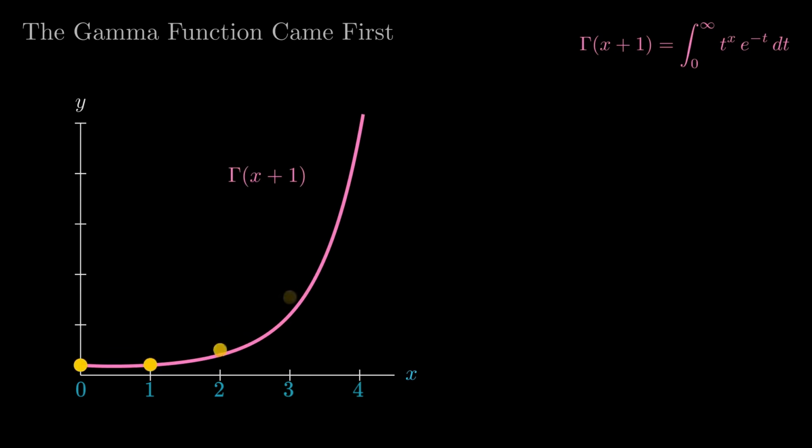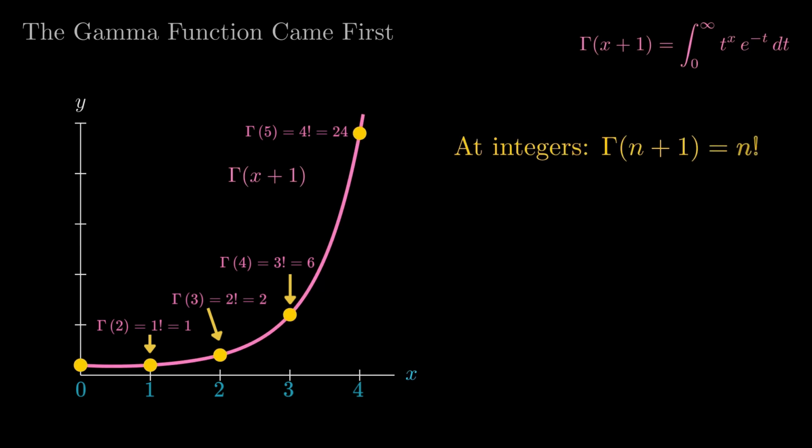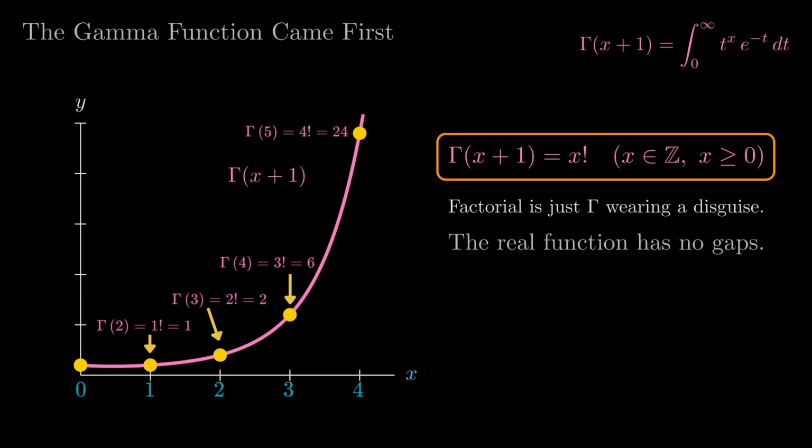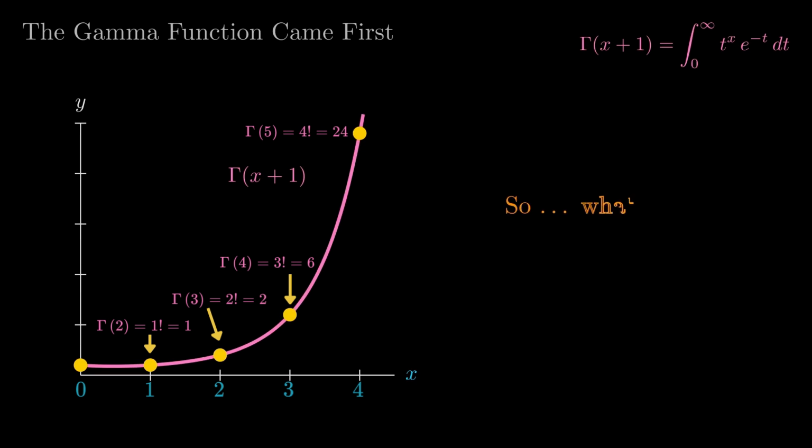When we graph gamma of x plus 1, something beautiful appears. At the integers, the curve lands exactly on the familiar values, 1, 1, 2, 6, 24. So x factorial is really gamma of x plus 1 in disguise. And once factorial becomes continuous, we can finally ask the question that seemed impossible before. What is the derivative of x factorial?